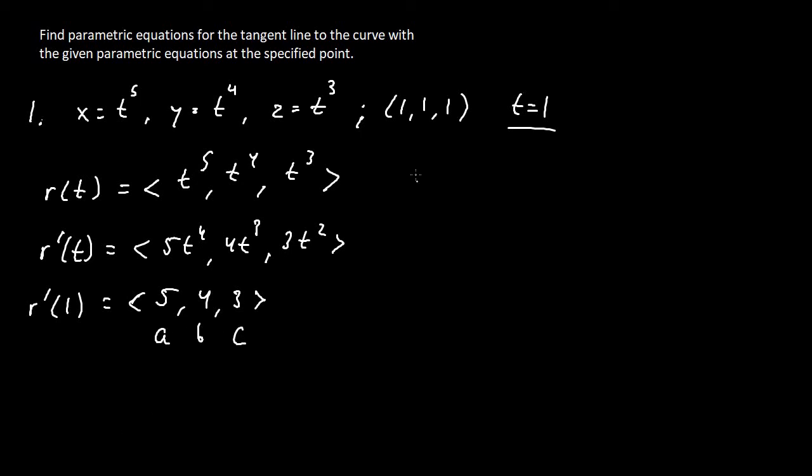Now r naught at the given point is obviously just 1, 1, 1. So in component form, that would just be, once again, 1, 1, 1. So that will be our x naught, y naught, and z naught.